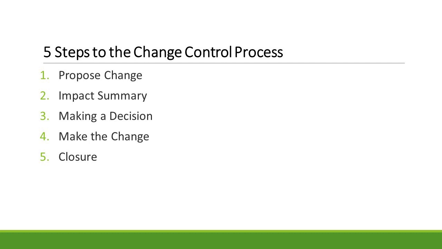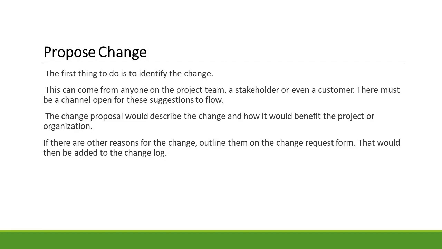1. Propose change. 2. Impact summary. 3. Making a decision. 4. Make the change. 5. Closure. Propose change marks the point at which a proposed alteration, modification, or adjustment to an ongoing project is officially introduced for consideration. This step serves as the trigger for evaluating whether the proposed change should be integrated into the project's scope, objectives, and plans. Key aspects of the proposed change step.